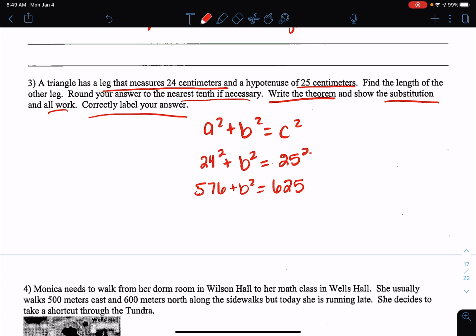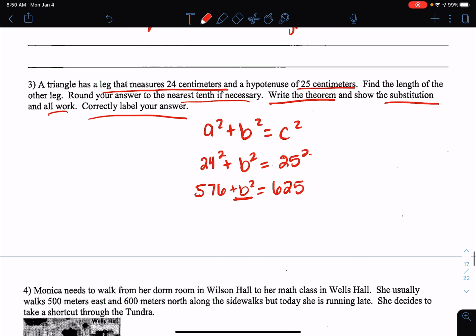Now, if I have to solve for b, if I look at my two measurements that I just simplified, they're on opposite sides of the equal sign. So I have to combine them by moving one of them to the other side. If I'm solving for b, I'm going to want to get that by itself. So I'm going to subtract the 576. That cancels out, leaving me with just b squared is equal to, and when I subtract 625 minus 576, that is going to equal 49.